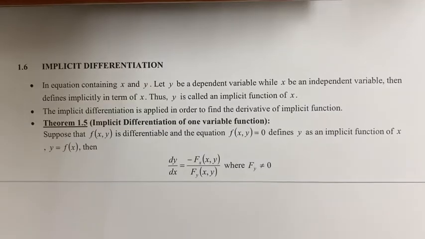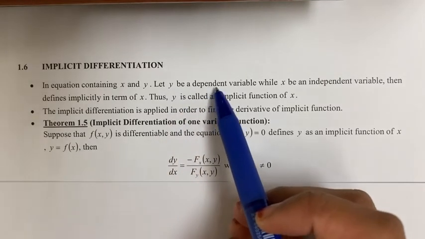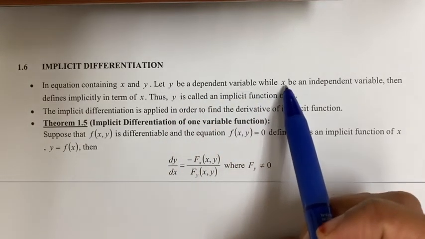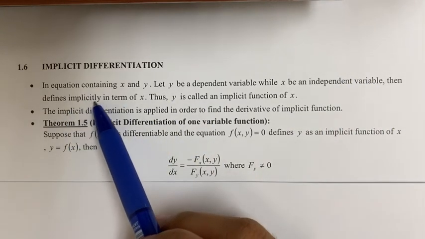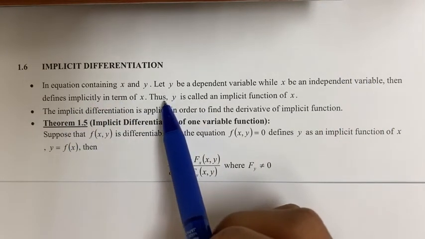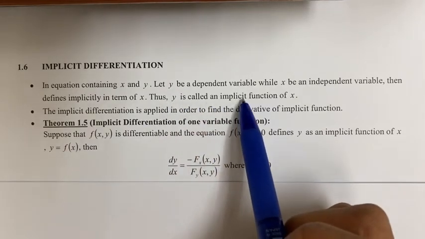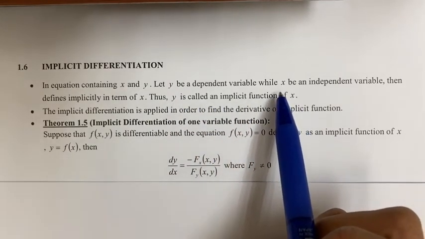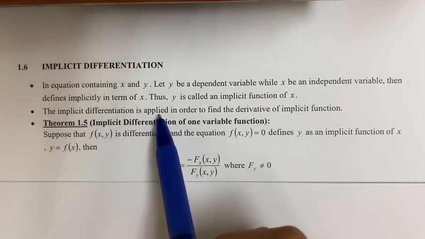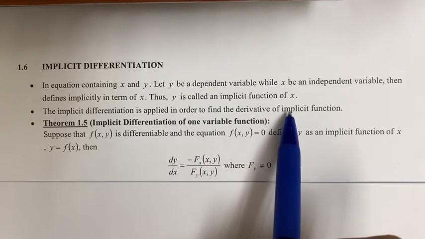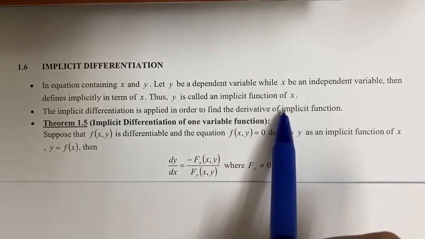Okay, for subtopic 1.6, implicit differentiation. Okay, so in an equation containing x and y, let y be a dependent variable while x be an independent variable. Then y is defined implicitly in terms of x. Then y is called an implicit function of x. Okay. The implicit differentiation is applied in order to find the derivative of an implicit function.